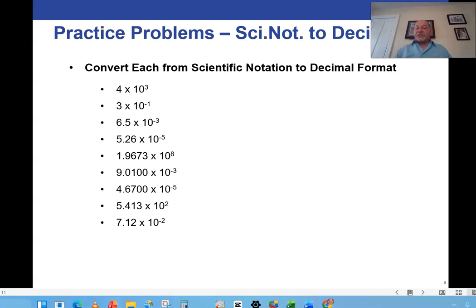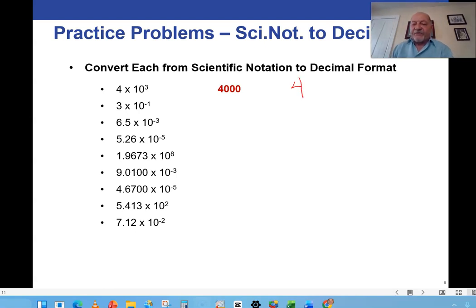Now we're converting scientific notation format numbers to decimal format numbers. So you're given a scientific notation, and now we're converting it to decimal. So 4 times 10 to the 3. Well, 10 to the 3 is just 1,000, so this is 4,000. Now, you could do that immediately, or you could write it out the long way, and I know you're not used to doing it, so let's do it the long way.